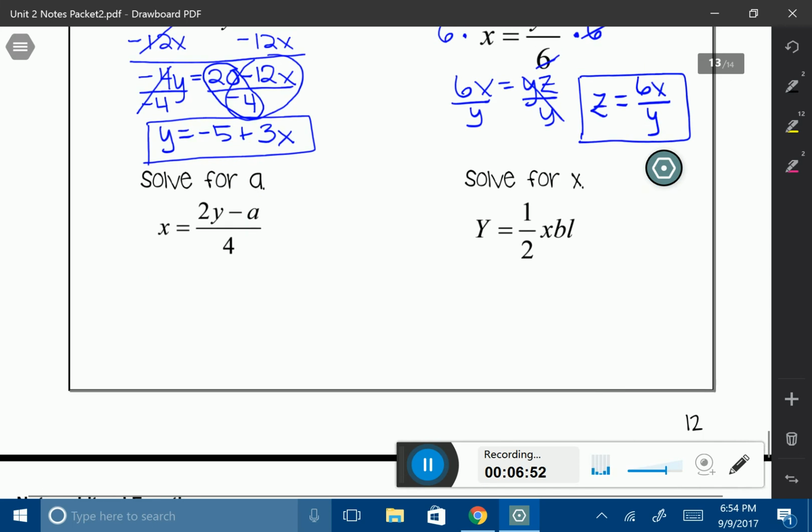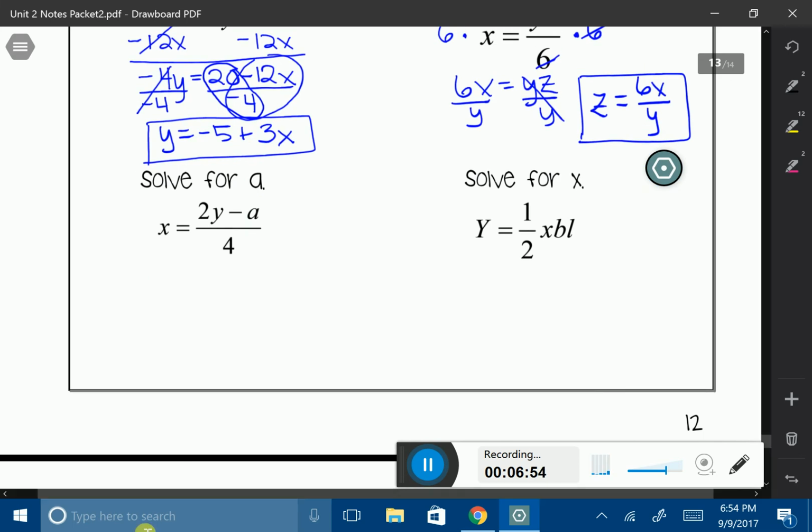All right, let's go ahead and solve for a in this next one. Again, he's in the numerator of the fraction, so I need to work my way up there, so I need to get rid of that denominator. So I'm going to go ahead and do that.